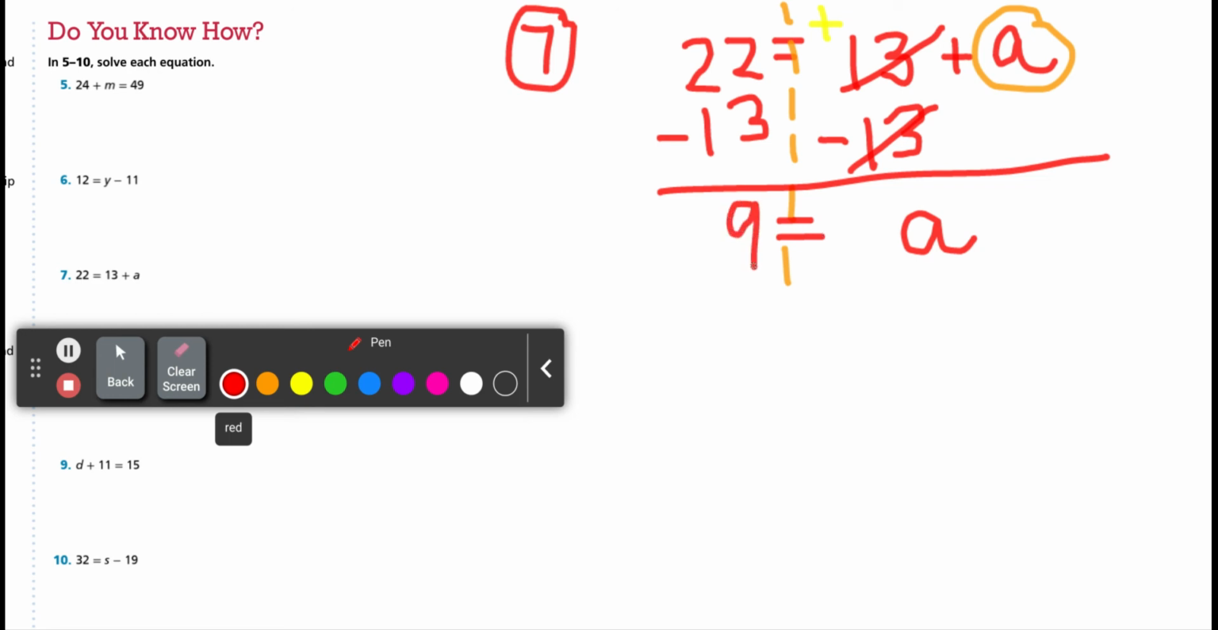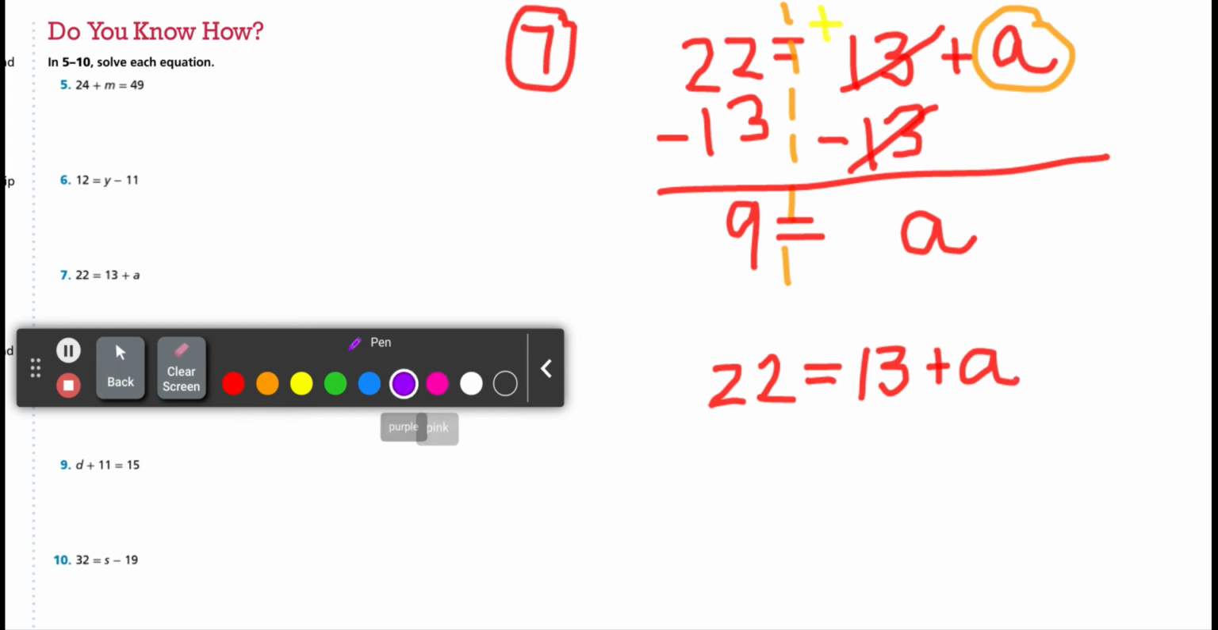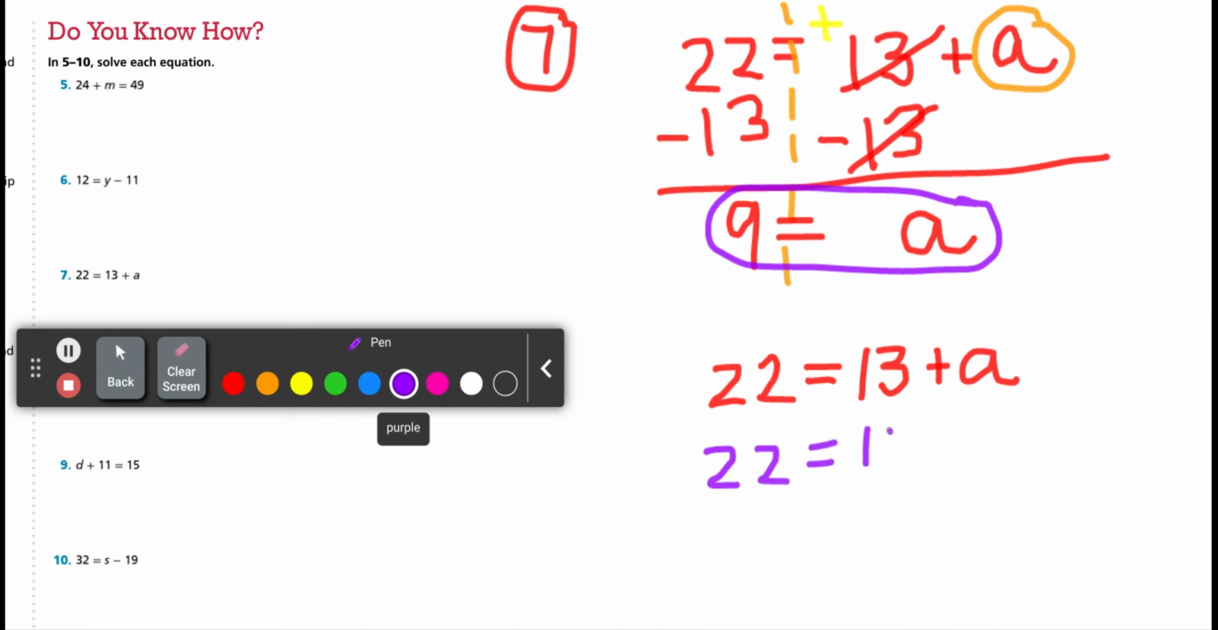You can put it in your calculator. So to check it, we're going to plug it in. 22 equals 13 plus a. So let's take that value for a. We said that a equals 9. Anywhere I see an a, I'm going to plug in 9. Otherwise, I'm going to rewrite the rest of the equation. So I evaluate that right side. 13 plus 9 is 22. Does 22 equal 22? Check. Yes, it does.